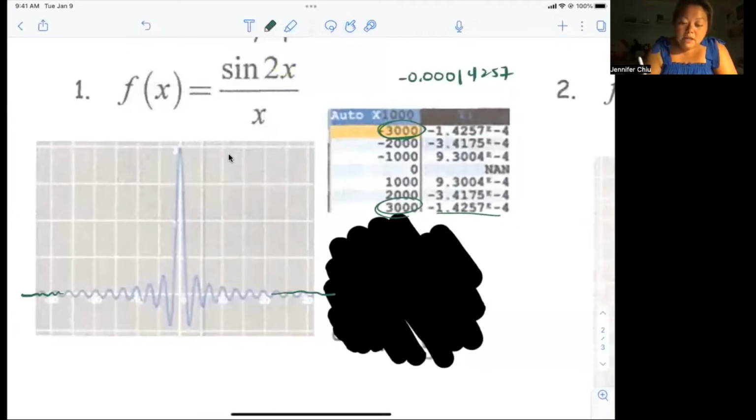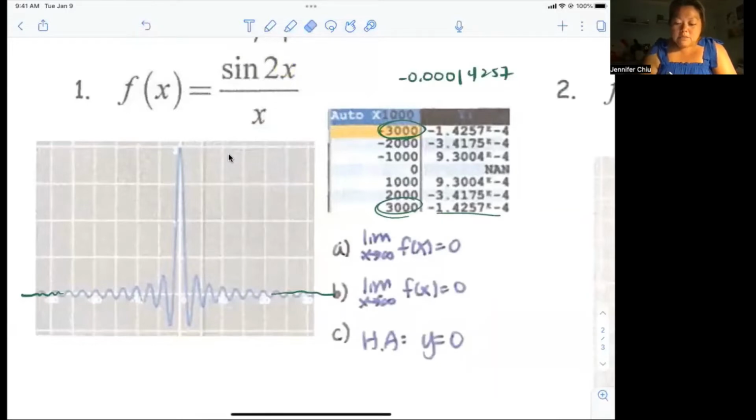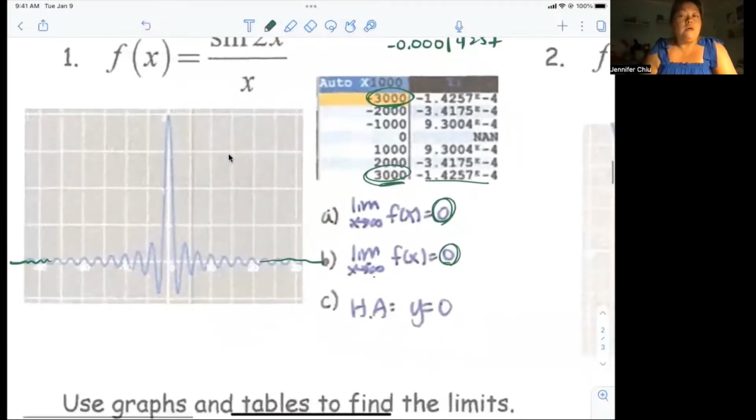So what that concludes for us, based on the table and the graph here, is that the limit as x approaches infinity, as it's going towards a big number, is heading towards 0. And as it's going towards negative infinity, it's also going towards 0. Because they're going towards the same number, we have a horizontal asymptote at y equals 0.